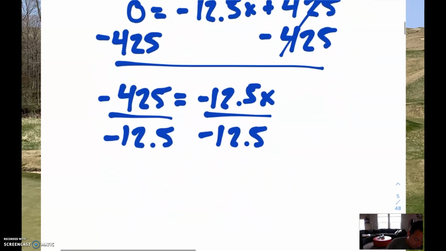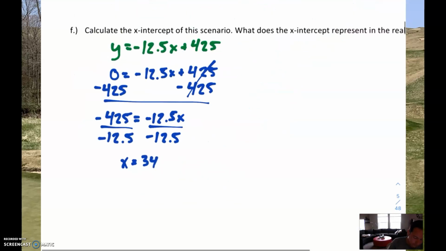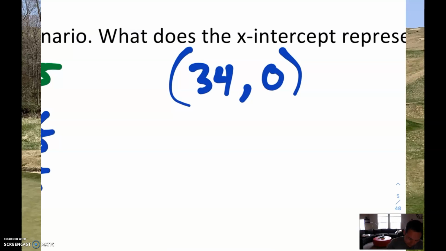And I believe we get 34. Let me double check. So 425 divided by 12.5, 34. So we get x equals 34. Remember, it's easier to interpret if you write it as a coordinate. So the x-intercept is 34, 0. And let's try and interpret what this means. The x represents the minutes, and the y represents the temperature. So after 34 minutes, the temperature of the oven has now gone to 0.